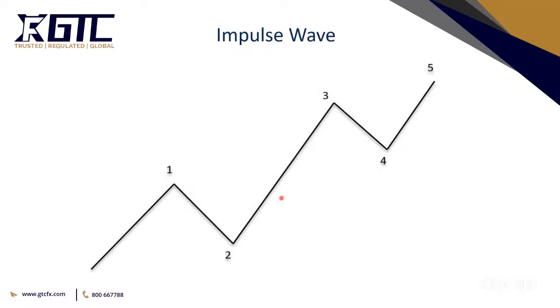Wave 3 cannot be the shortest of 1, 3, and 5. It's a very important rule to consider. Wave 3 always ends above wave 1, which is quite obvious. And one more important rule to consider is that wave 4 never enters the territory of wave 1. These are the rules which we need to remember while we are plotting a potential impulse wave.